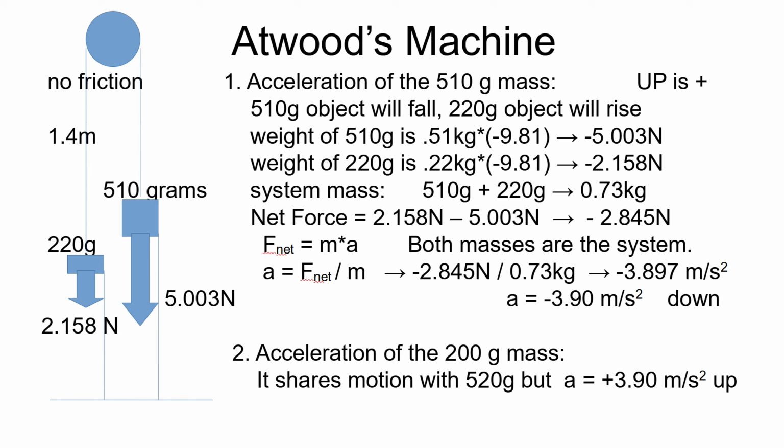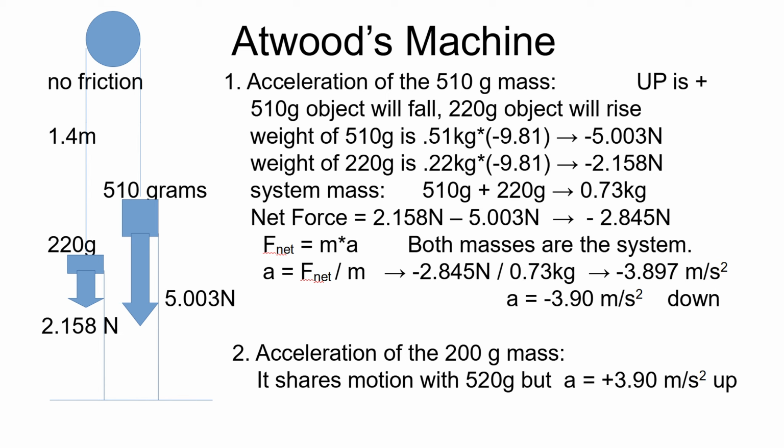And for the net force, I hope you would agree that the weight of the 510 gram object and the weight of the 220 gram object, these forces, do not enhance the acceleration. They don't work together. They're opposing each other. Now, in my drawing, they're in the same direction, but the pulley changes the direction of force. So these two weights end up opposing each other, and to get the net force, we must subtract them. And we get a net force of minus 2.845 newtons.